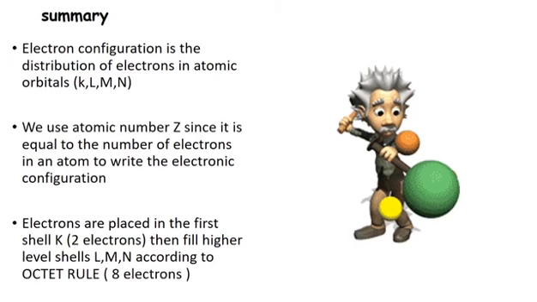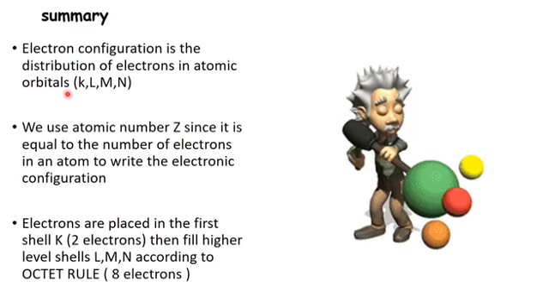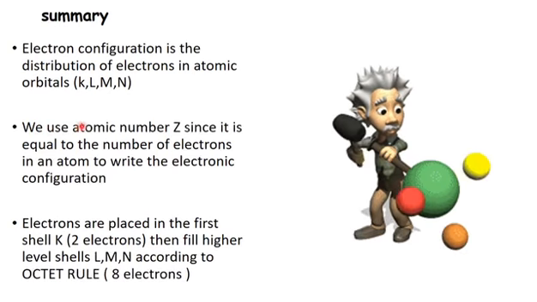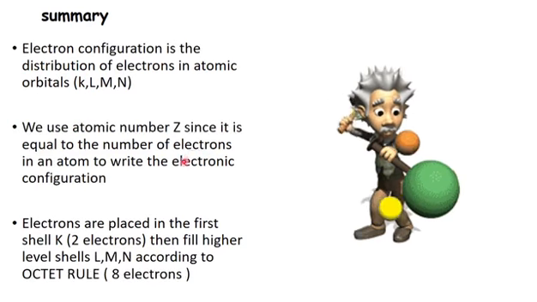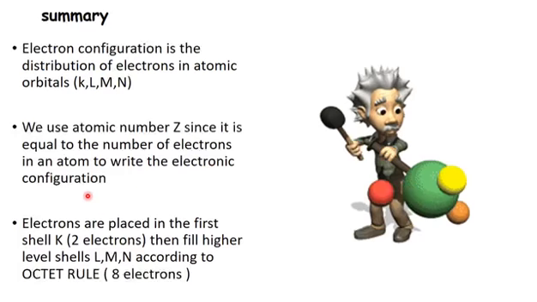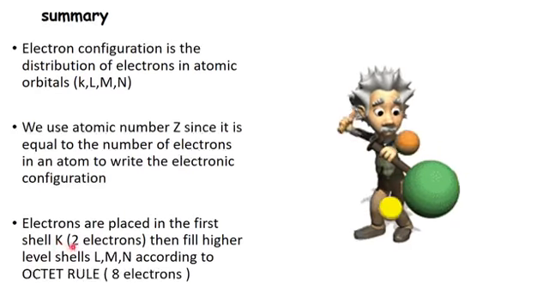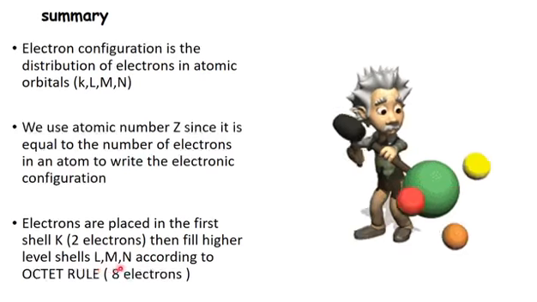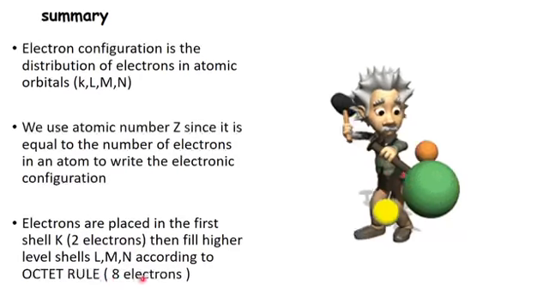Summary: we define the electron configuration as the distribution of electrons in the atomic orbitals K, L, M, and N. We've learned that we use the atomic number Z since it is equal to the number of electrons in an atom to write the electron configuration, where the electrons are placed in the first shell K, which has a capacity of 2 electrons, then fill higher level shells of the L, M, and N according to the octet rule, which have capacities of 8 electrons each.